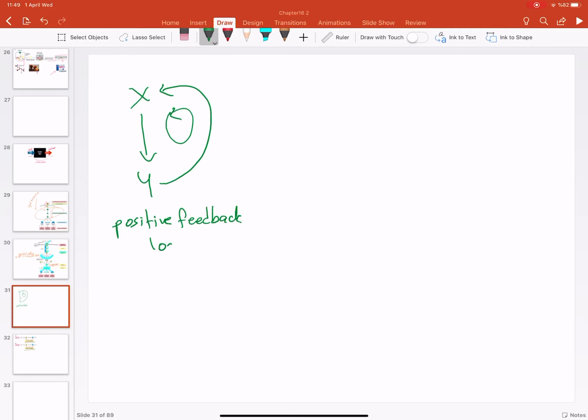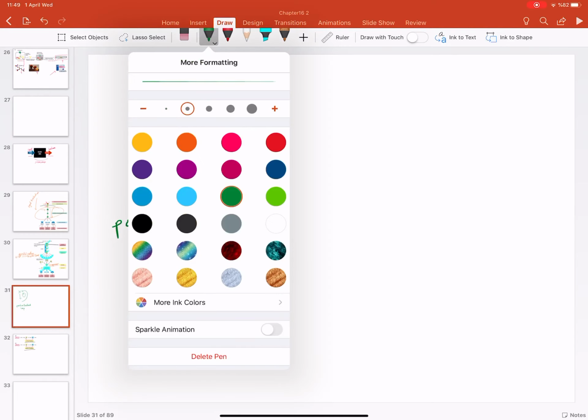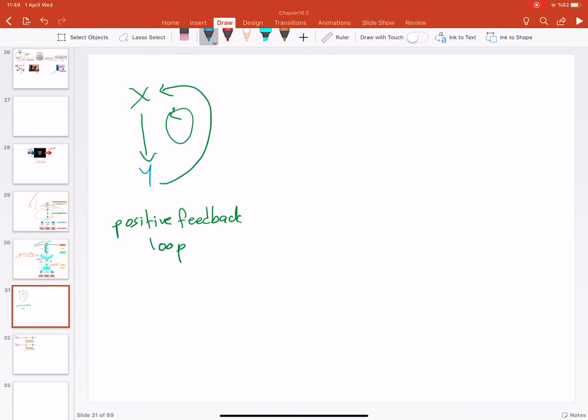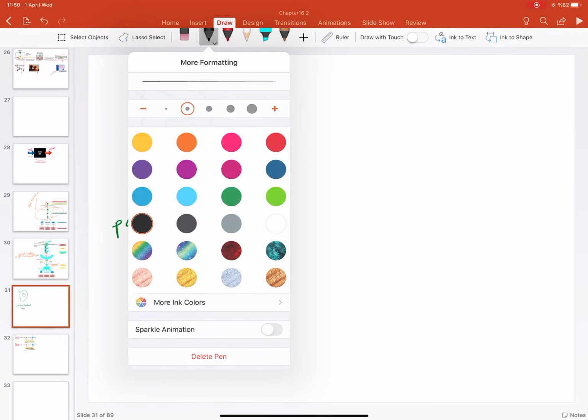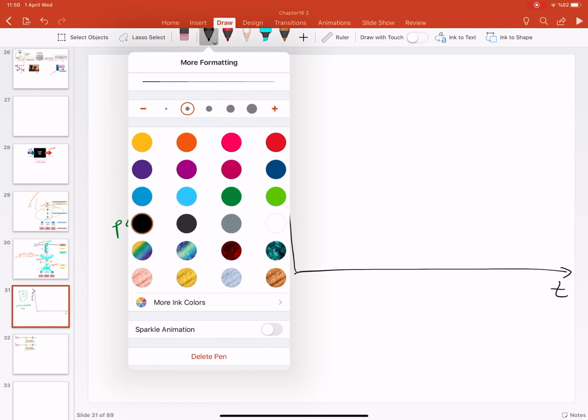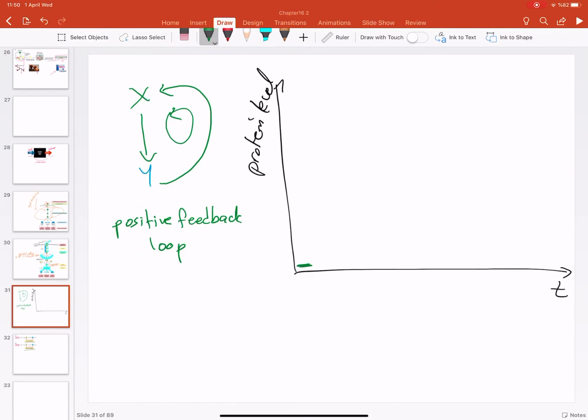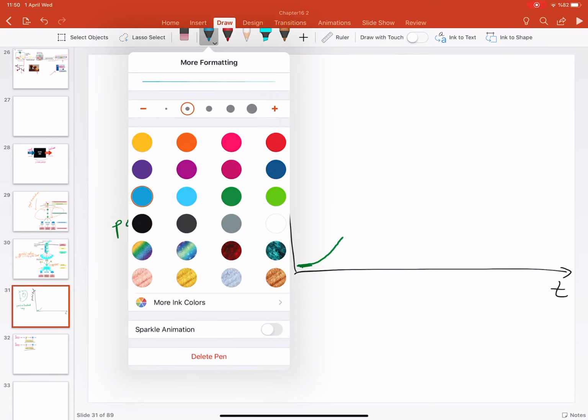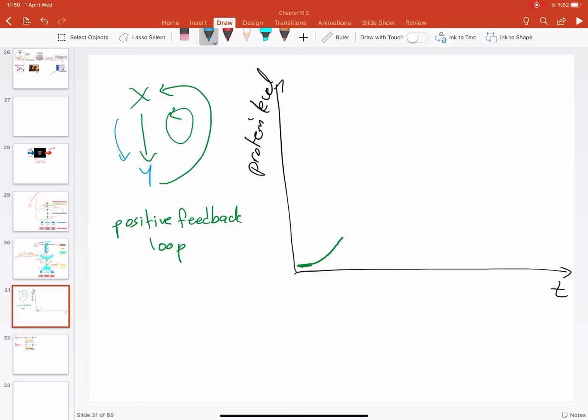Let's make Y blue. Okay. Now check their levels. So as the time goes by, check how the protein levels are affected. So at the beginning, both X and Y are 0. So as the X starts to increase, it is going to activate Y because it is increasing Y.